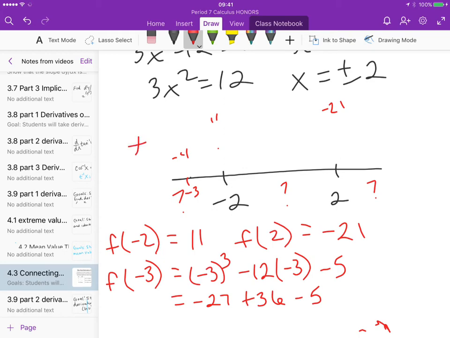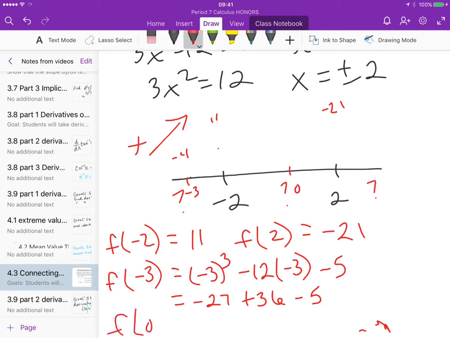It is positive because it is increasing to the left. Go from 4 to 11. It is increasing, so it is positive. Now let's take a value in between -2 and 2. Let's just choose 0 somewhere in between.